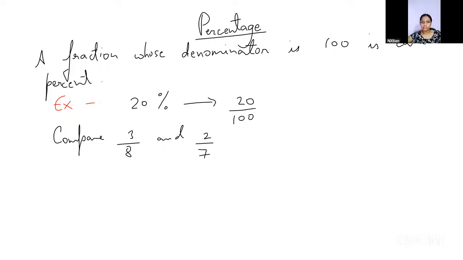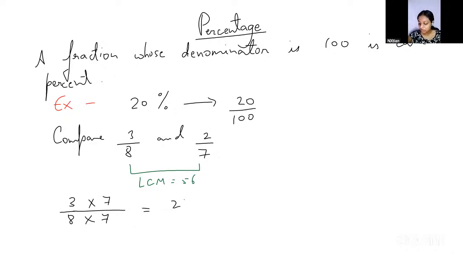So to make them equivalent fractions, if there are two numbers, we first take the LCM of the bottom numbers. Okay, what's the LCM of 8 and 7? 56 is the common multiple of 8 and 7 both. Now, let's do 3 by 8. Multiply 8 with what so that I would get 56? 7. Because I'm multiplying with 7 in the denominator, I'll multiply 7 with the numerator also. How much? 21 upon 56.